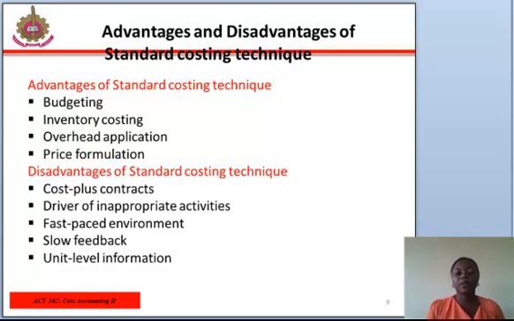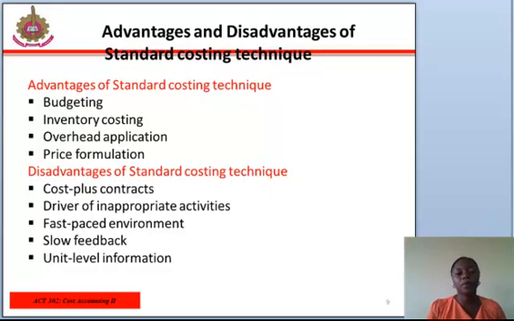Driver of inappropriate activities. A number of the variances reported under a standard costing system will drive management to take incorrect actions to create favorable variances. For example, they may buy raw materials in larger quantities in order to improve the purchase price variance, even though this increases the investment in inventory. Similarly, management may schedule longer production runs in order to improve the labor efficiency variance, even though it is better to produce in smaller quantities and accept less labor efficiency in exchange.